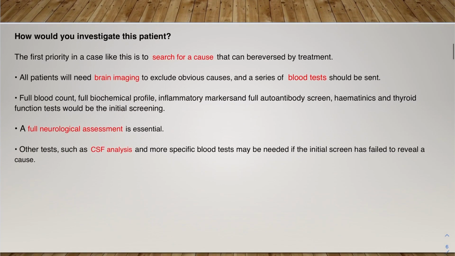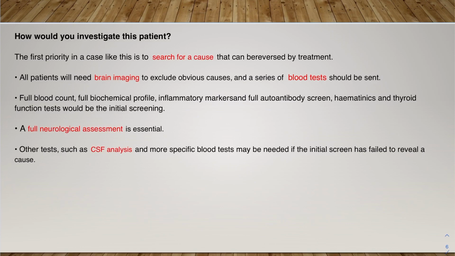So how would you investigate this patient? The examiner may ask you about your plan or how you would investigate. Remember that in cerebellar syndrome, the first priority is to look for the cause, because if we can find it, it may be reversed by treatment.